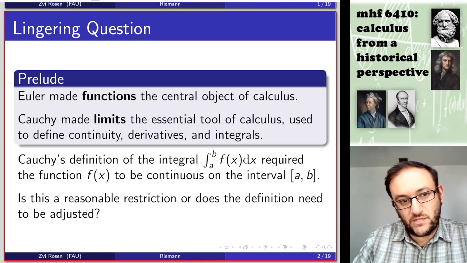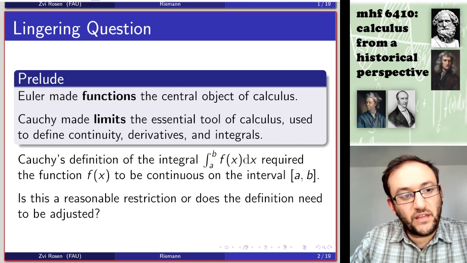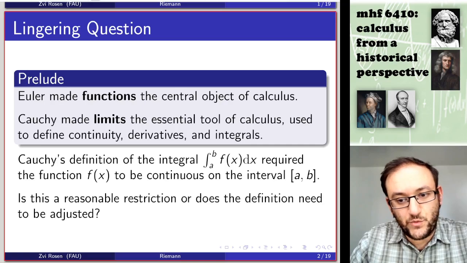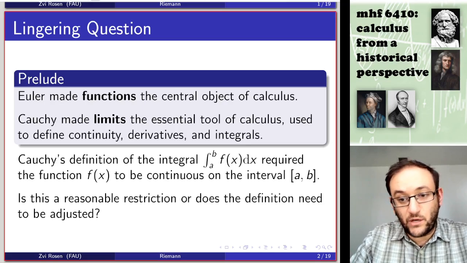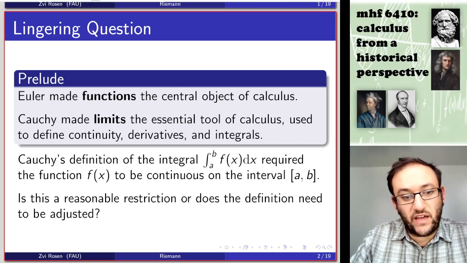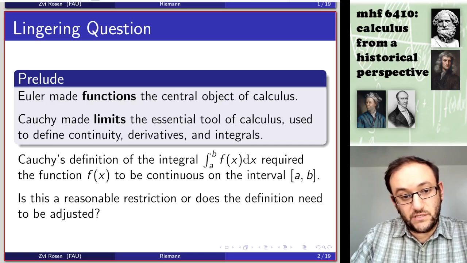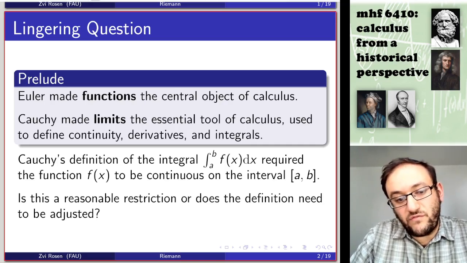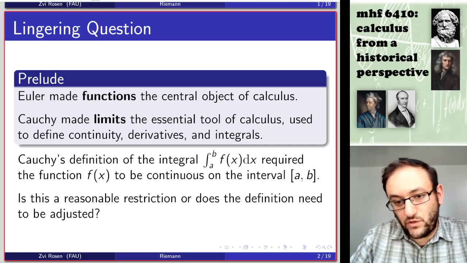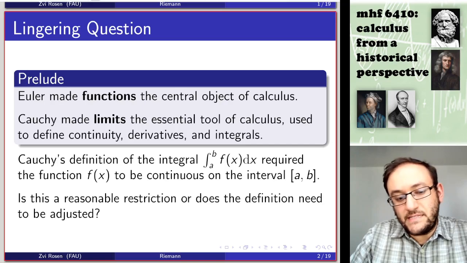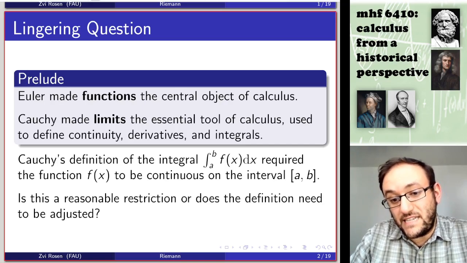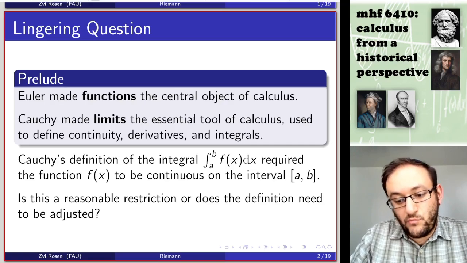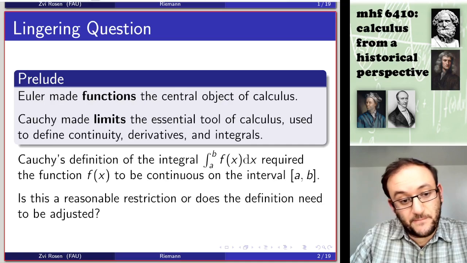Let's pick up, though, historically, in terms of the history of math, with a lingering question. In previous lectures, we saw how Euler made functions the central object of calculus, and then Cauchy made limits the essential tool of calculus, using limits to define continuity, derivatives, and integrals. But Cauchy's definition of the integral required the function to be continuous on the interval ab. Is this a reasonable restriction, or does the definition need to be adjusted to allow more flexibility in what functions can be analyzed?